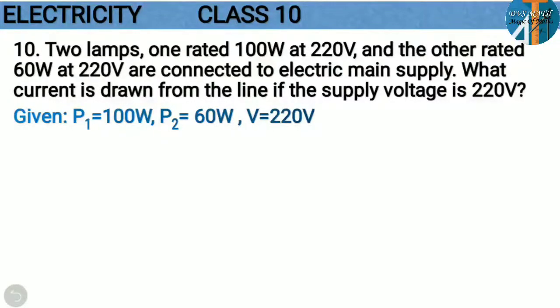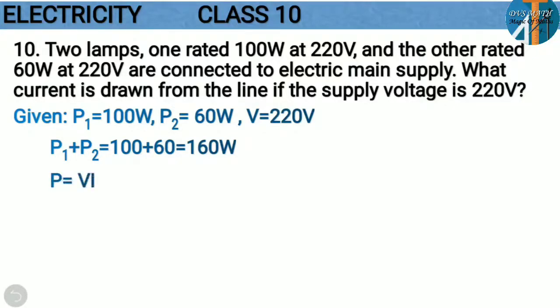In both the cases voltage is the same. So first we have to add both the powers together. P1 plus P2 is equal to 100 plus 60, that is 160 watt. And as you all know, here again they have given power and voltage, and they are asking to find the current. So what is the formula related to all three? P is equal to VI. Here we have to find I, so I is equal to P by V.